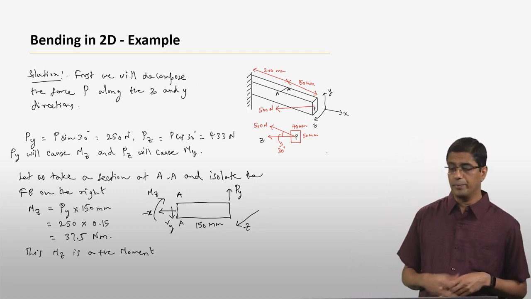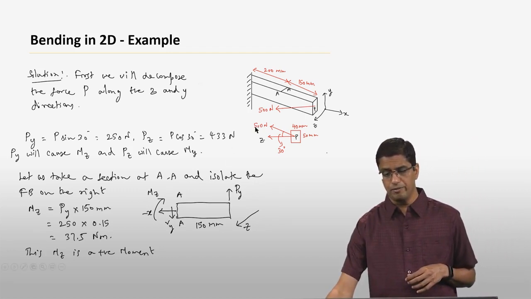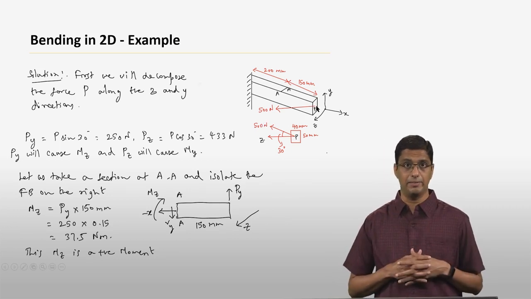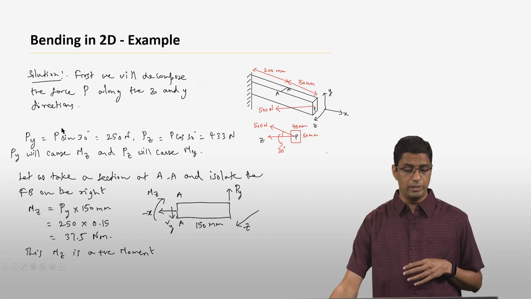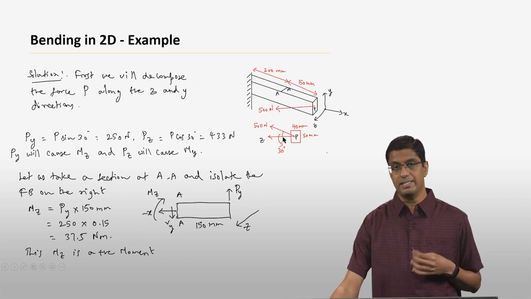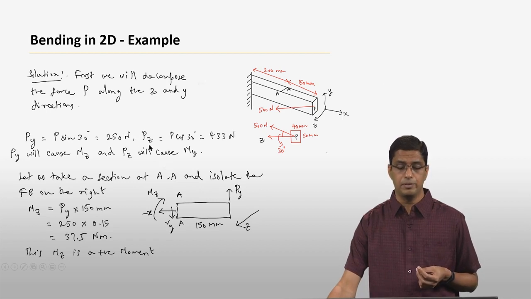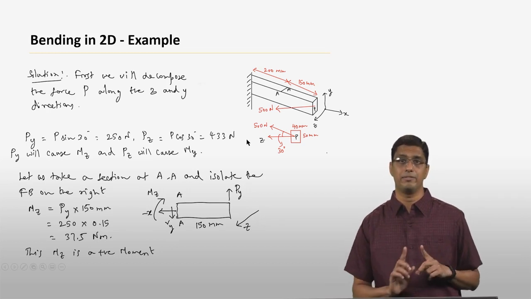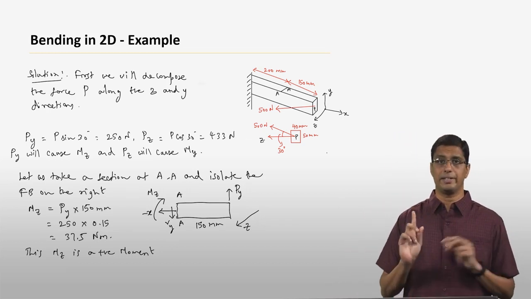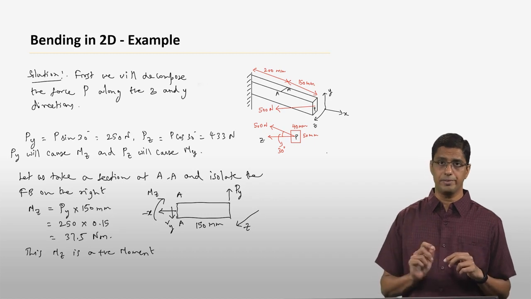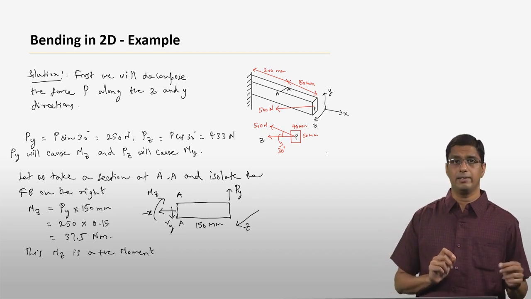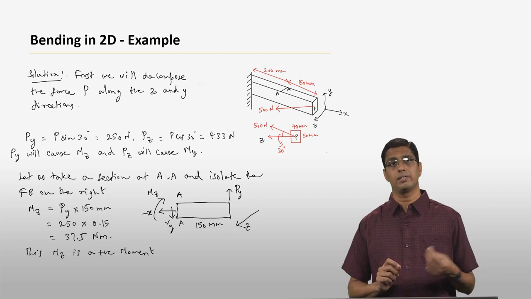Okay, so if you have this force P of 500 newtons acting at the centroid of this cross-section at the tip of the cantilever, the force in the Y direction is going to be P sine 30, okay, which is going to be 250 newtons, and the force along the Z direction is going to be P cosine 30, which is going to be 433 newtons. So essentially you can think of now as two forces acting on the tip. One is 250 newtons along the Y direction, and the other is 433 newtons along the Z direction.